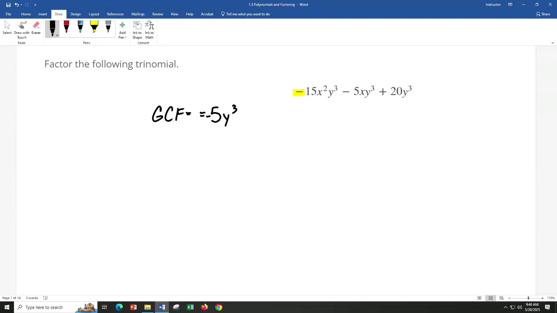And there he is. So let's come through here, knowing what we gotta do here. I'm gonna write that negative 5y cubed here, and then come in here and divide everything by negative 5y cubed.